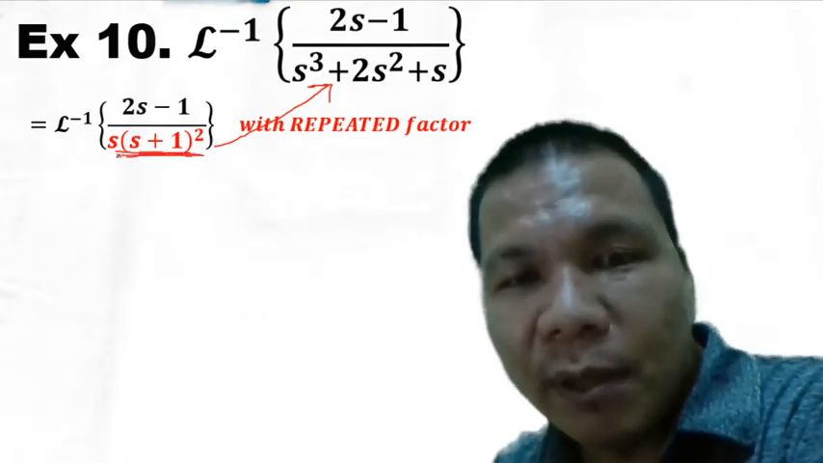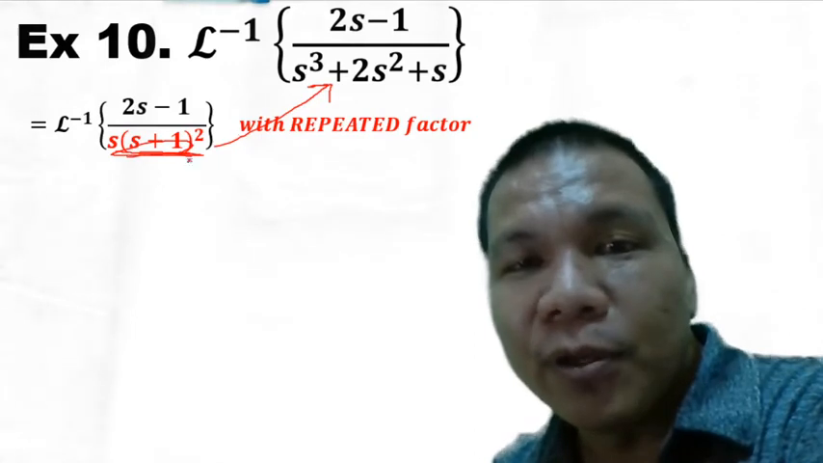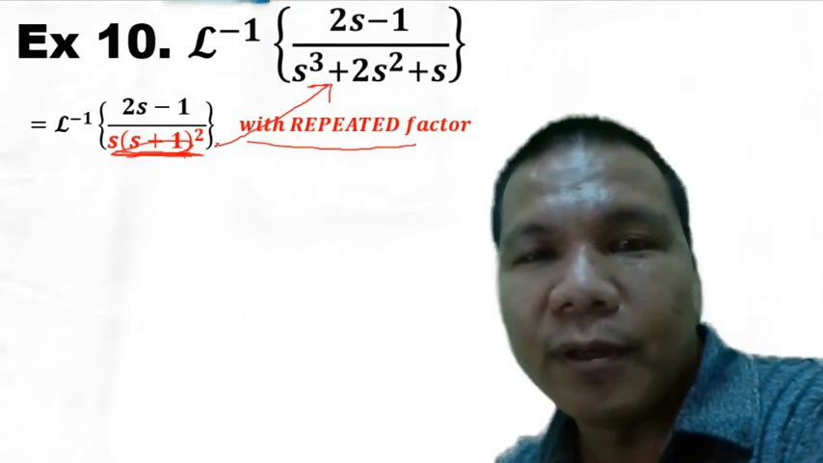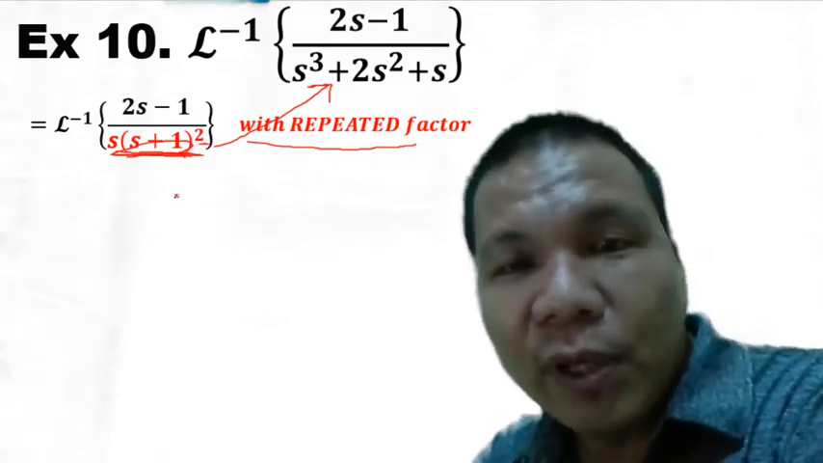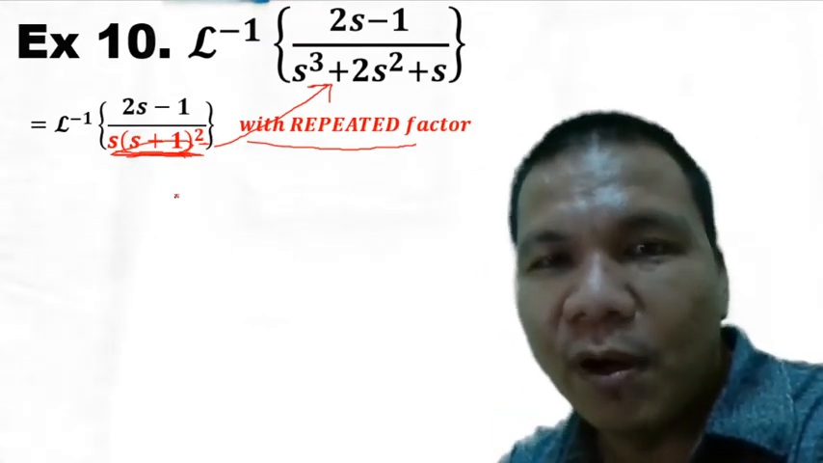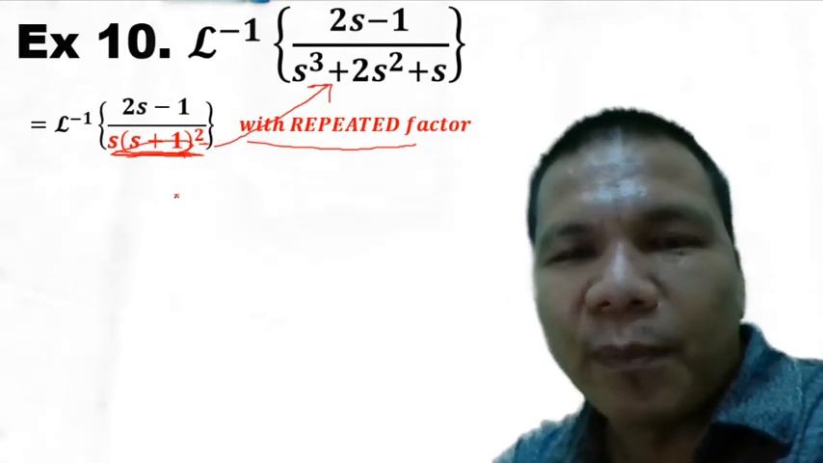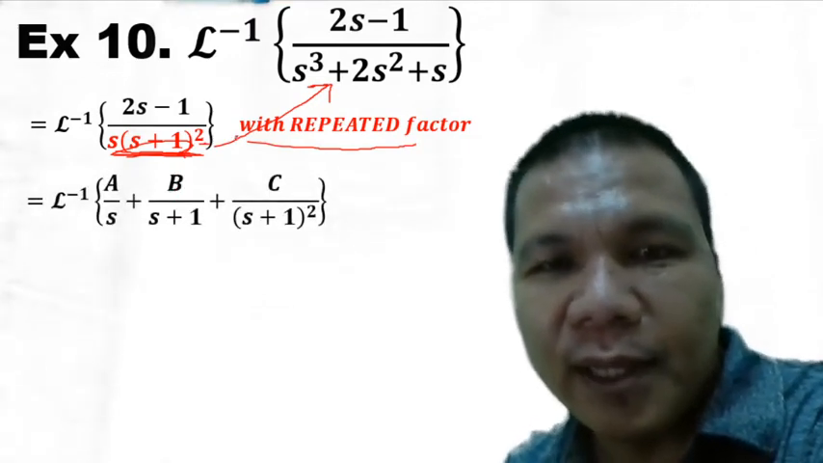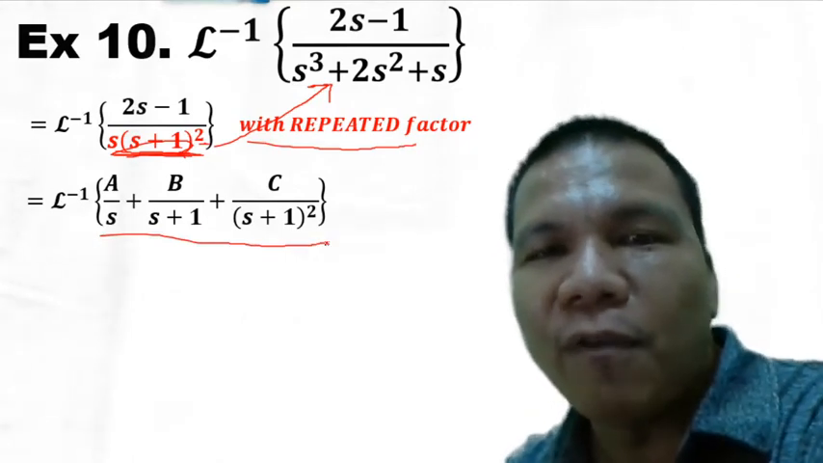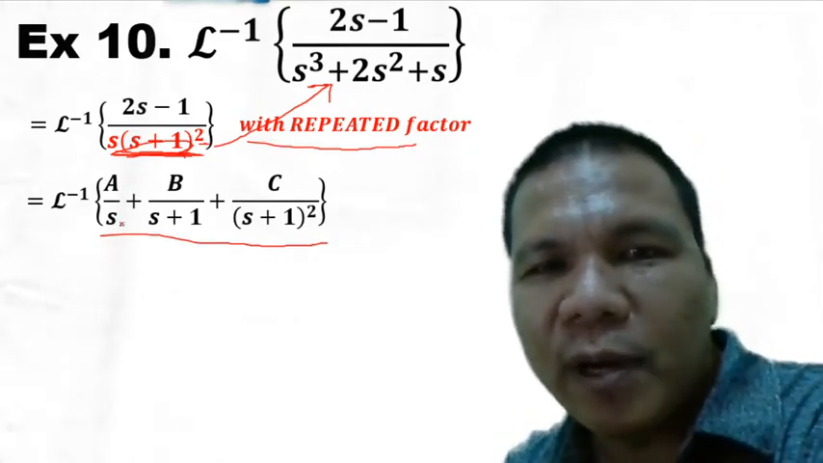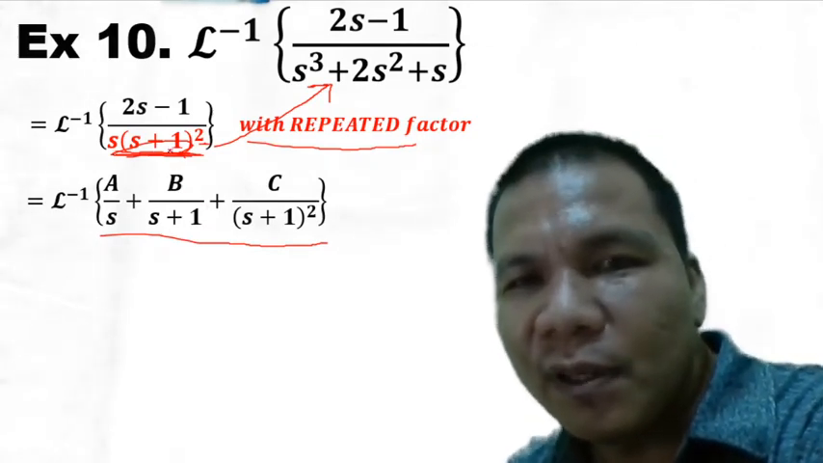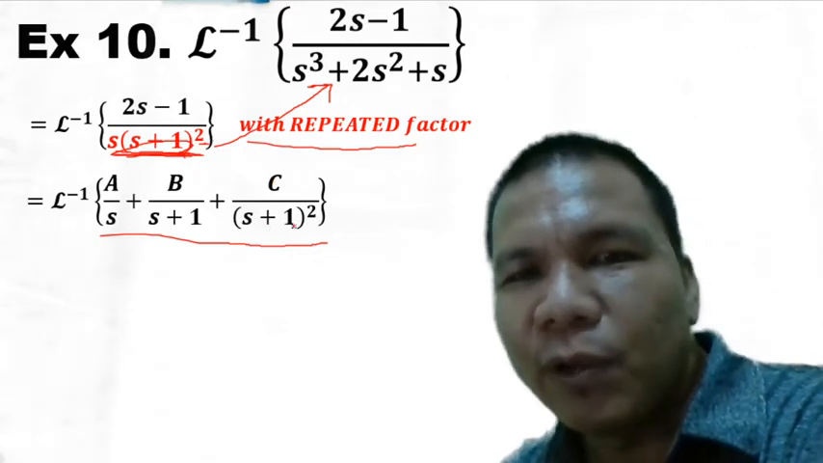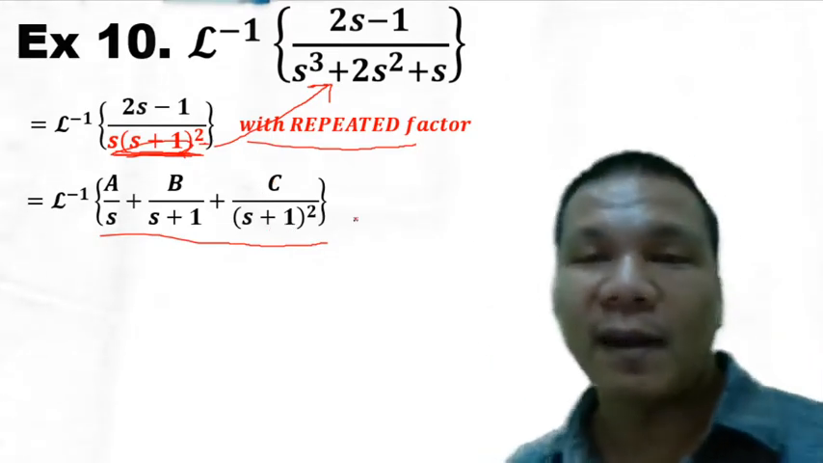After factoring the denominator completely, take a look at the denominator and see the form. In this case, it has a repeated factor, as indicated by the quantity squared here. So what you are going to do is go back to the forms of the partial fraction and rewrite that into its expanded form. In this case, this is A all over s, that is the factor s, B all over s plus 1 for the first repeated factor, C all over s plus 1 quantity squared for the second repeated factor.